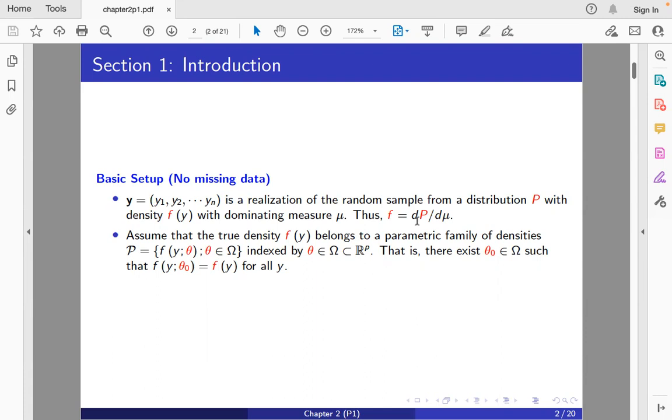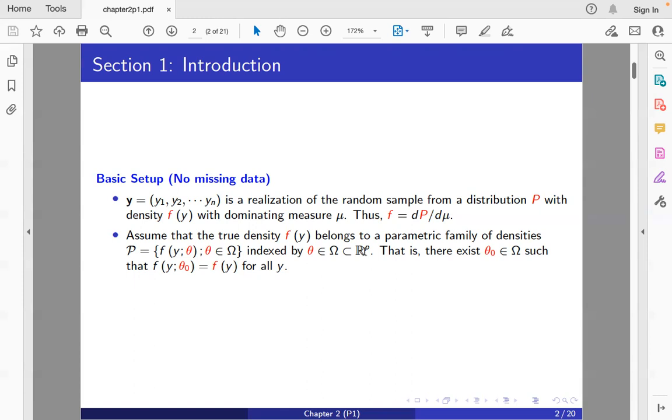So we don't know the true density F, so we assume a model. What I mean by that is that we assume that F belongs to a parametric family of densities. Parametric means that we use a parameter to characterize the density. If you know the parameter, you know the density, basically. And the dimension of the parameter here is p, and p does not increase with the sample size.